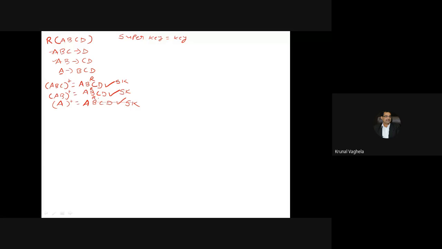But now, the interesting observation is that ABC is doing a task which can be done by AB alone. So I don't need C, because from AB I can find all the attributes. And one more thing, A is doing the task which can be done by AB and ABC both. It is funny. A can find BCD, AB can find CD, and ABC can find D.